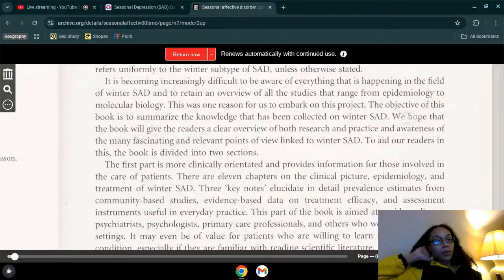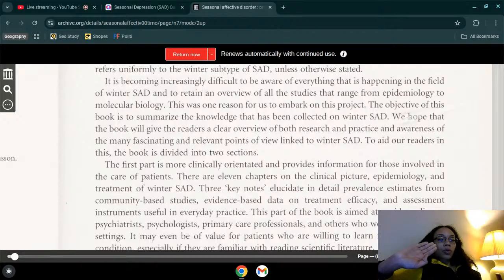The objective of this book is to summarize the knowledge that has been collected on winter S.A.D. We hope that the book will give the readers a clear overview of both research and practice, and awareness of the many fascinating and relevant points of view linked to winter S.A.D. To aid our readers, the book is divided into 2 sections.